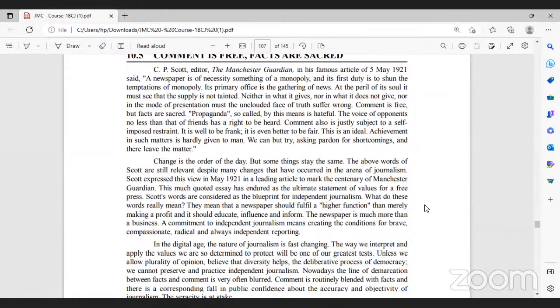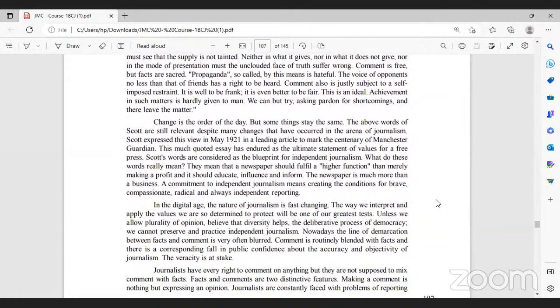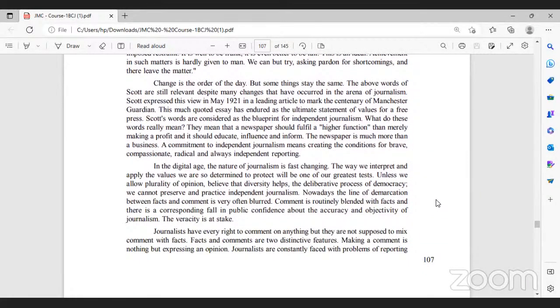So ultimately, when we talk about news reporting, there should be a commitment to independent journalism. That means journalism which is free in nature, where you have scope for a free press. So it should be committed to independent journalism that can create conditions for brave, compassionate, radical, and always independent reporting. That means giving a place and scope for fair reporting.